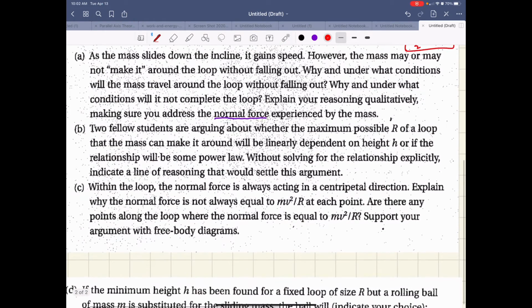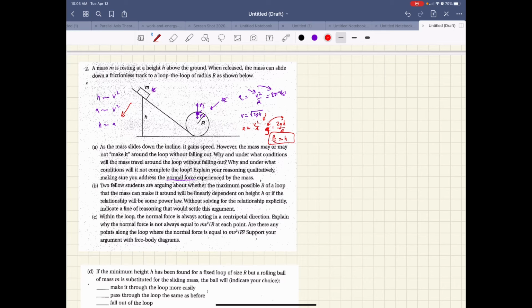C. Within the loop, the normal force is always acting in a centripetal direction. Explain why the normal force is not always equal to mv squared over r at each point. Are there any points where the normal force is actually equal to mv squared over r? Support with a free body diagram.